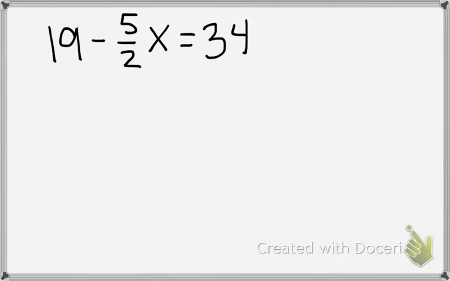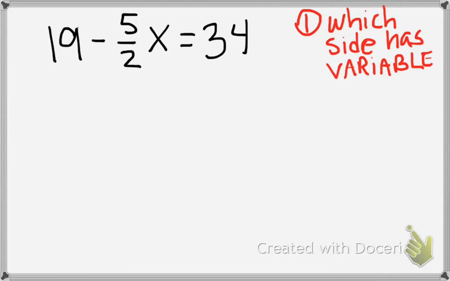Hi, okay, we're going to work on solving this equation. So we talked about some main steps in class. The first step that we talked about was we need to figure out which side of the equal sign has the variable. The key word here is variable. That means the letter, the symbol, the thing that we don't actually know what it is.